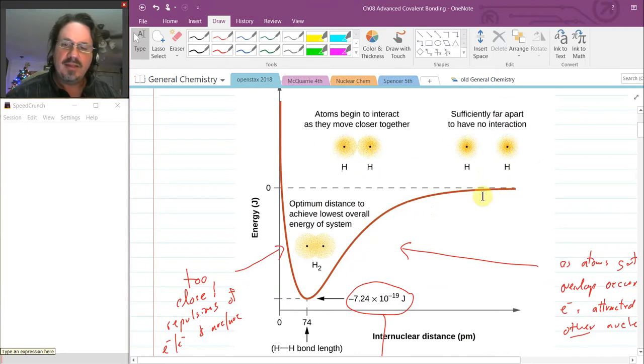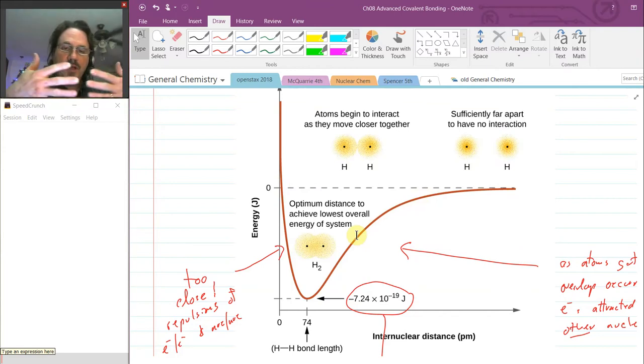The idea that if they're far apart, we have no interaction at all. And with no interaction, we're going to call that potential energy zero, which makes sense. And as we get close together, it starts to slide down because we're stabilizing. What happens is that as they come together, the electrons start sensing the other nuclei. That's an attractive force, and the energy actually drops.